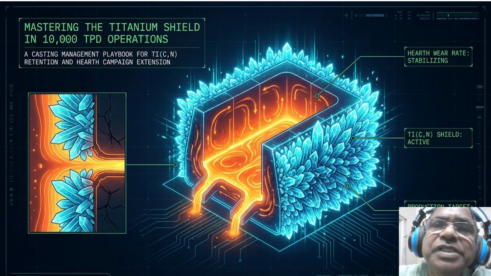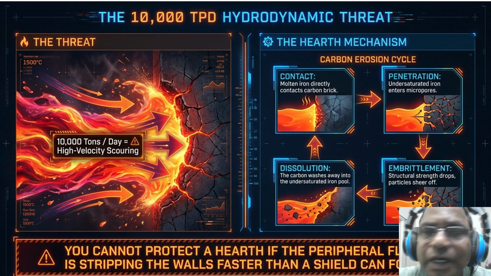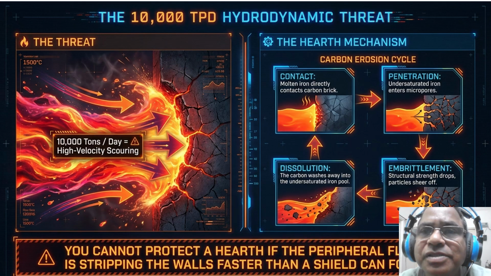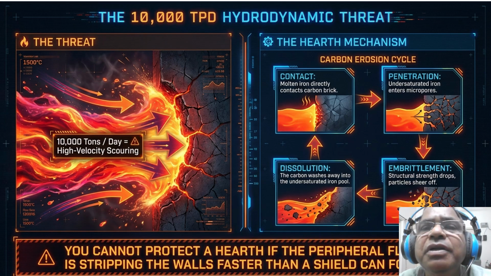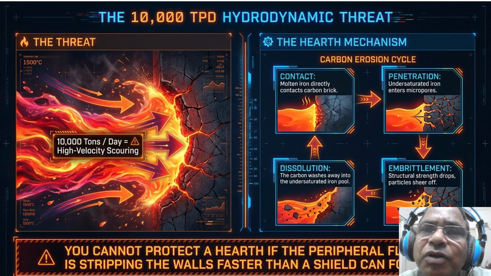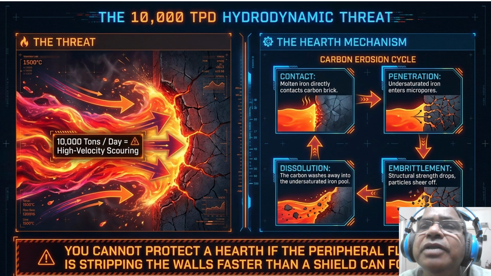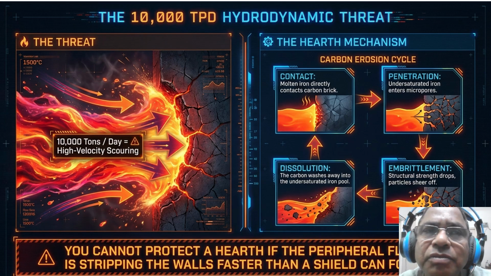So coming to this area of destruction, the reasons are like this. A 10,000 TPD operation has a tremendous turbulent velocity at the elephant foot edge in the hearth. Look at the left side of the slide titled the threat. You see an aggressive orange arrow representing high velocity, and at this scale the sheer volume of the iron acts like a sand blaster against your walls.